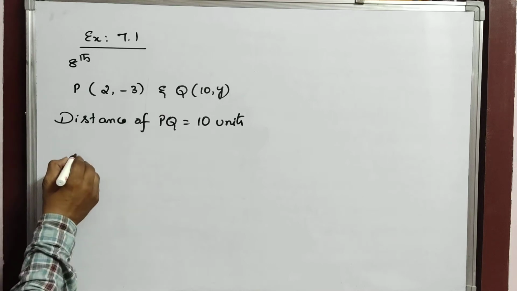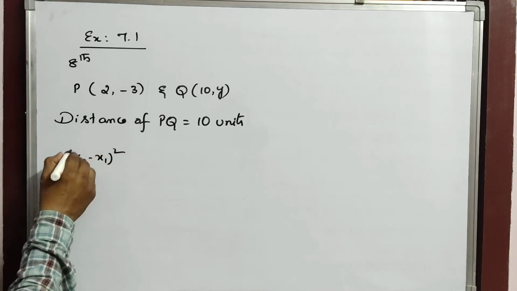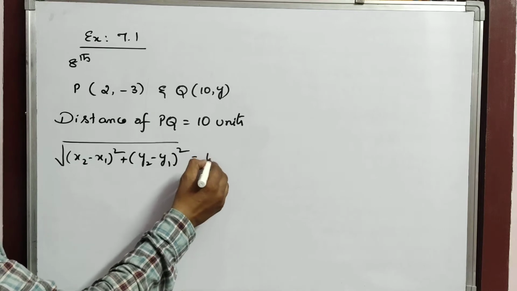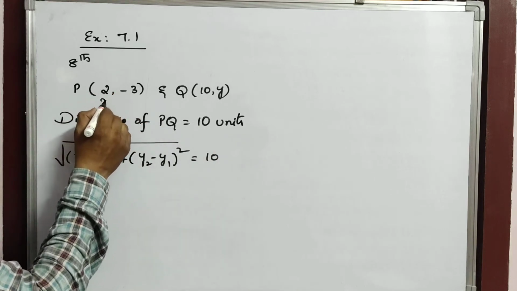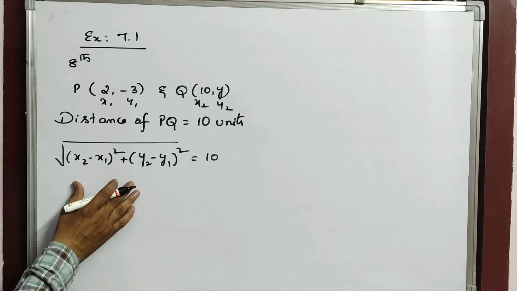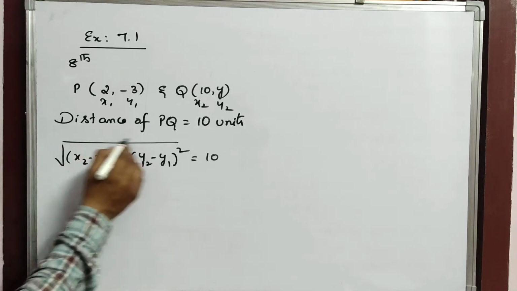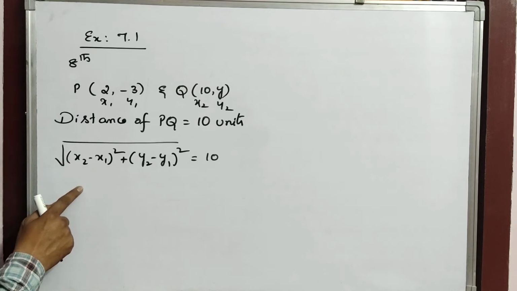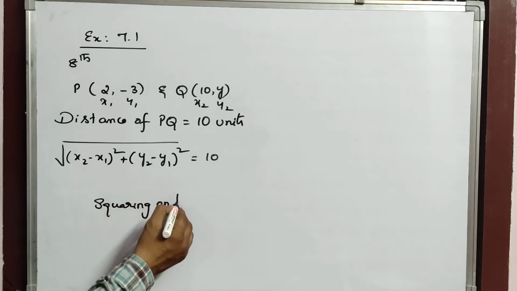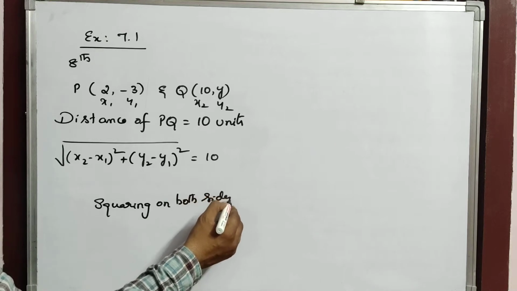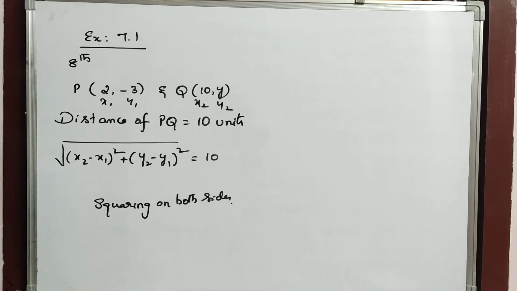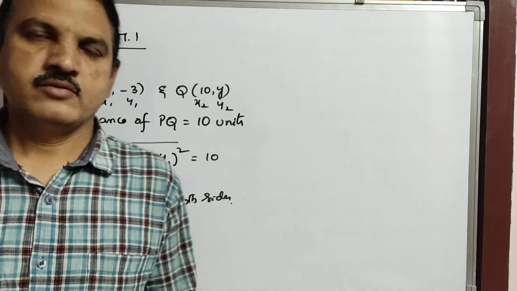And you know the distance formula: square root of x2 minus x1 whole square plus y2 minus y1 whole square, equals 10. Now substitute the x1, y1 and x2, y2 values in this. After substitution it will be under the root, but we don't want this root. So what we have to do? We have to do squaring on both sides. If you do squaring on both sides, the square root will go off and it will become 10 square. From there you can solve the sum. Is it clear?